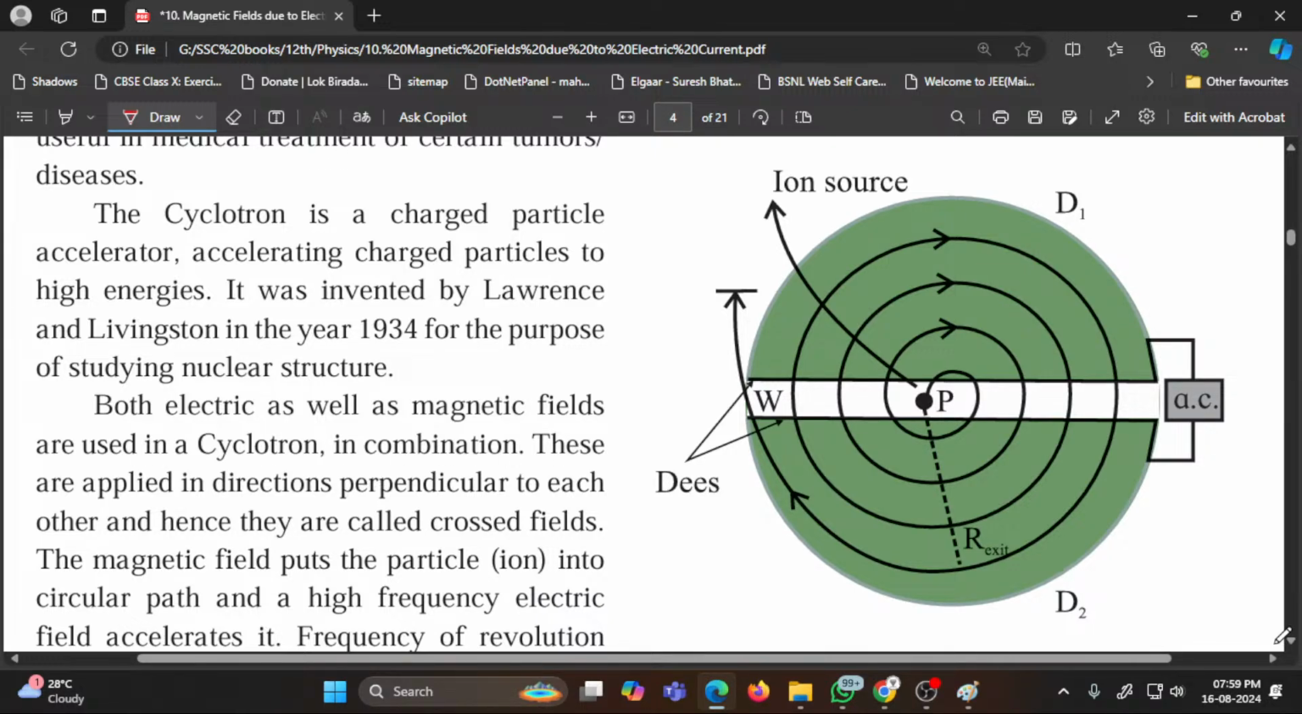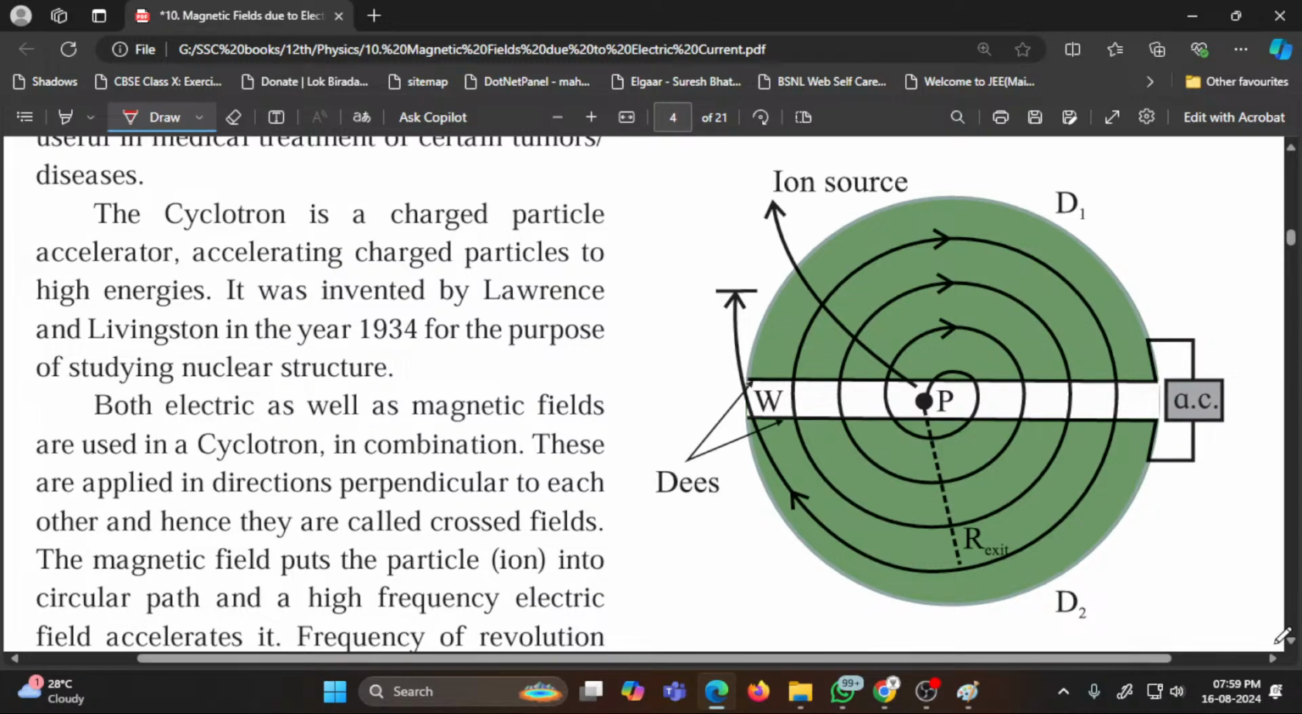Positive ions are produced by a gas ionizing source kept at a point O. It is at the center. In the diagram it is shown by point P. The electric field provides an acceleration to the charged particle, and once the ion is emitted, it is accelerated due to the negative voltage of a D, and it performs a semicircular motion within the D.